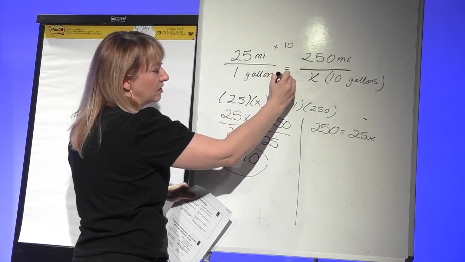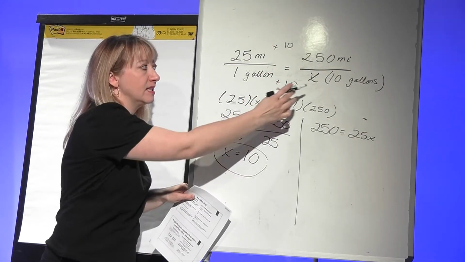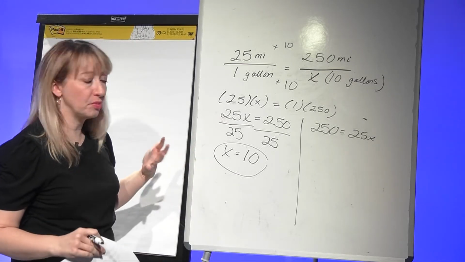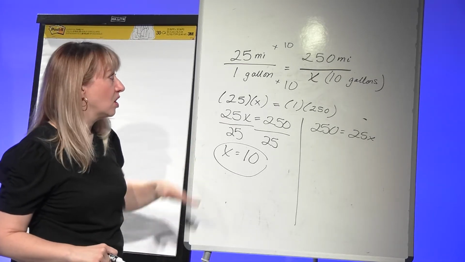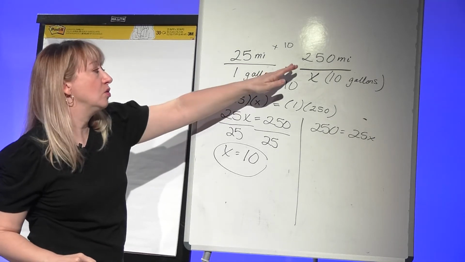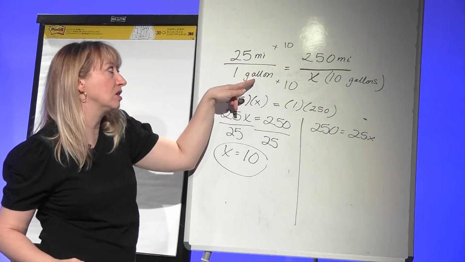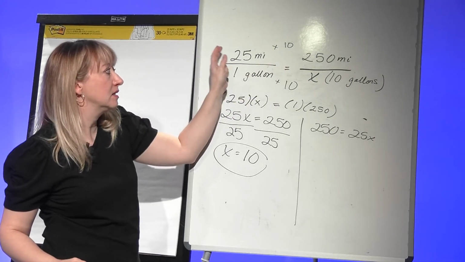I'm going to do the same thing down here, and you would get 10 gallons. But it's not going to always be that obvious. You're going to have different numbers, maybe with fractions or decimals. So you want to know how to cross-multiply. So again, just think cross, you're going diagonally. You're multiplying these 2 times these 2.